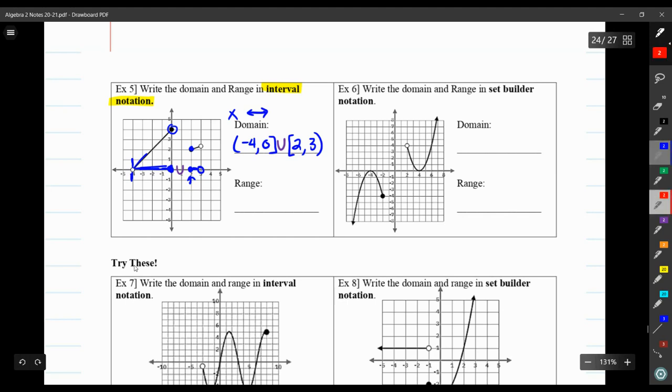Now let's talk range. So ranges are y's, bottom to top. So the lowest this graph goes is still that open circle here. So I'm going to erase some of my domains so I don't get confused.